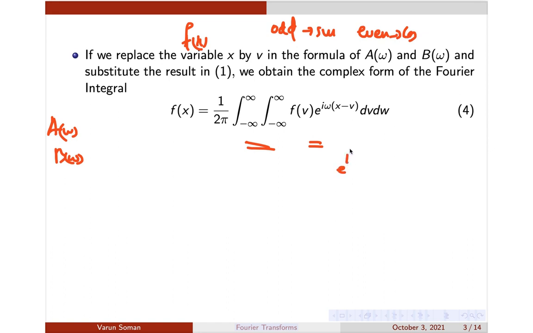And this e raised to i theta is obtained from the formula that e raised to i theta is equal to cos theta plus i sin theta. So actually you are using those properties to derive this formula. It's a very simple derivation, but it is not required from the examination point of view. Just try to understand this is the complex form.